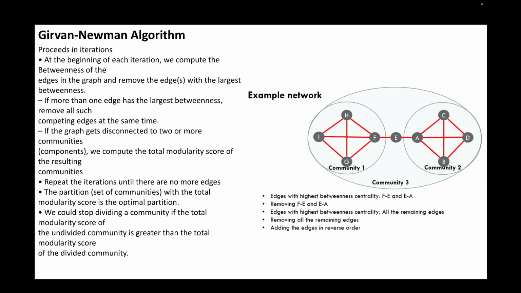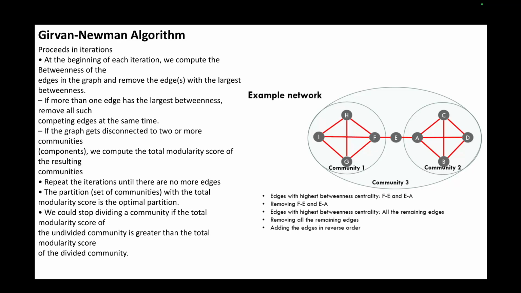Next is the Girvan-Newman algorithm. If you remember, we did this in quite some detail. We went through a proper good example through various situations of how the partition occurs. But yeah, just breeze through it. It's an iterative algorithm, and at the beginning of each iteration, you compute the betweenness of the edges in the graph, and you remove the graph edges with the largest betweenness. If more than one edge has the largest betweenness, you remove all such competing edges at the same time.